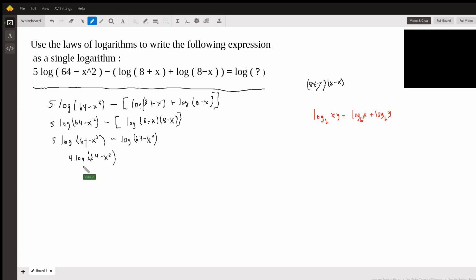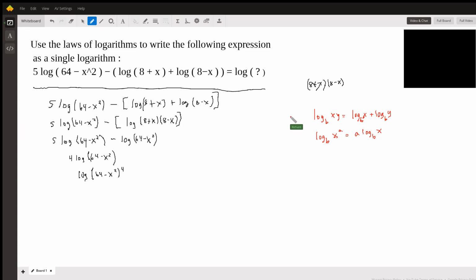And now one more property, which is the power property. And voila, we've written it as a single logarithm, and we're using the power property, so I'm going to give you that one. Oops, gotta write it out. Log base b of x to the a power is just a times the log base b of x.